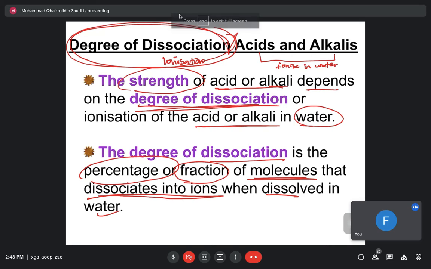So, kita tahu bahawa condition for acids tu, kita tahu dia mesti ionize in water to produce hydrogen ions. So, degree of dissociation ataupun degree of ionization adalah banyak mana ions tu dissociate. Banyak mana ions tu terhasil. Okay. Kita tengok next. Baik.